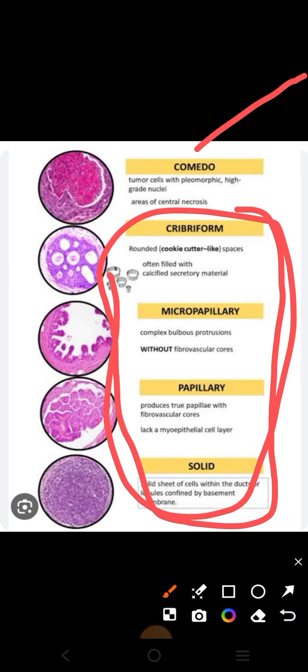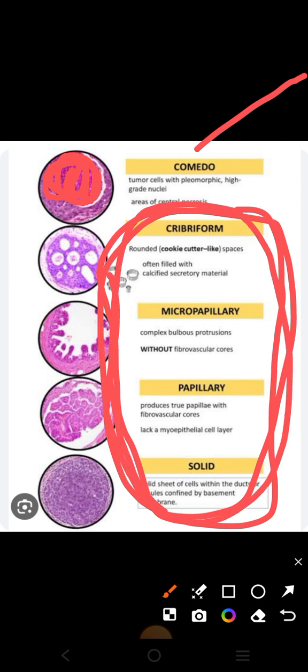Okay, in comedotype, you can see that there is an area of central necrosis, so we call it comedotype. In comedotype there are two features. One is an area of central necrosis, which is shown here, and number two is that tumor cells are present with pleomorphic high grade nuclei. These two features will not be present in non-comedotype.